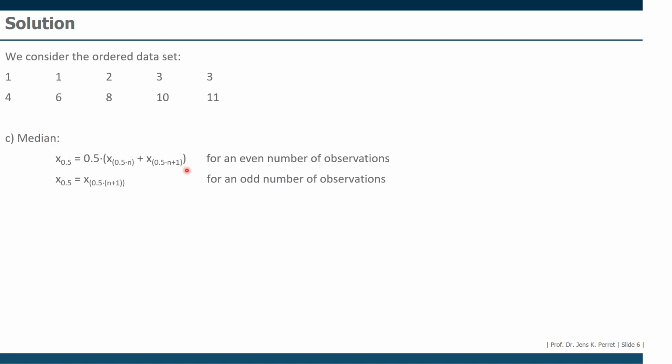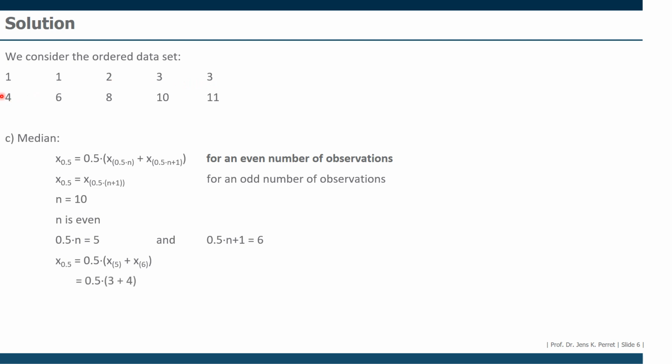And which of those formulas I'm using depends on whether I have an even number or an odd number of observations. Here I have 10 observations, so I have an even number, meaning I'm going to use the first of those two formulas. So I have to determine the indices for the two values. Well, the first one with 10 observations is 5, the second one is 6, meaning I'm going to look up the 5th and the 6th observation, which here are 3 and 4.